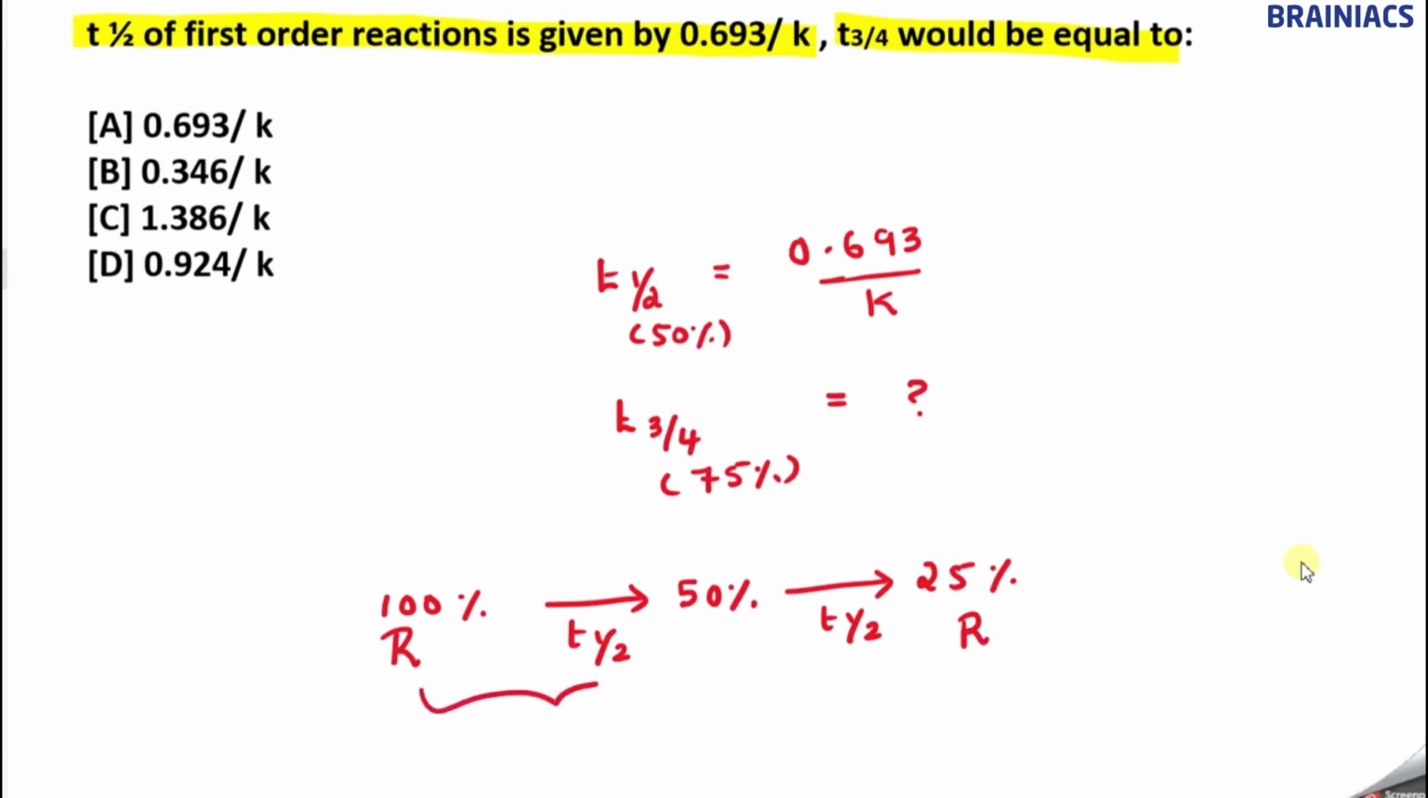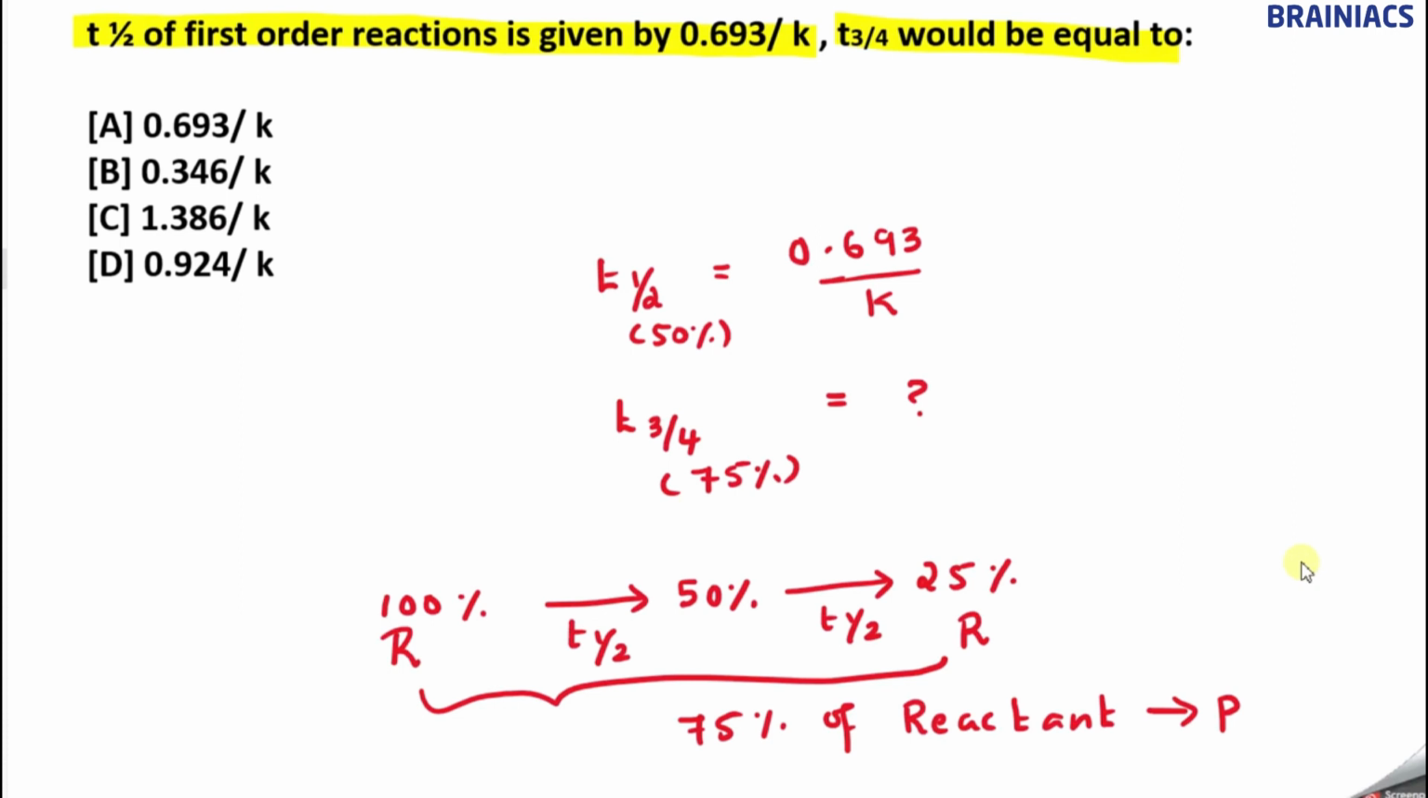That means around 75 percentage of the reactant gets converted to product. Correct. So that is t 3 by 4. So t 3 by 4 is what? Actually the amount of time which is required for the reactant to complete 75 percent of the reaction, or the time required for the reactant to become 75% of the initial value.